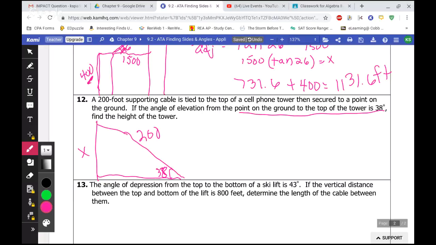So we're given opposite over hypotenuse. So what trig ratio is that? Sine. Good job. Sine 38 equals opposite, which we don't know, x over 200. Multiply both sides by 200.